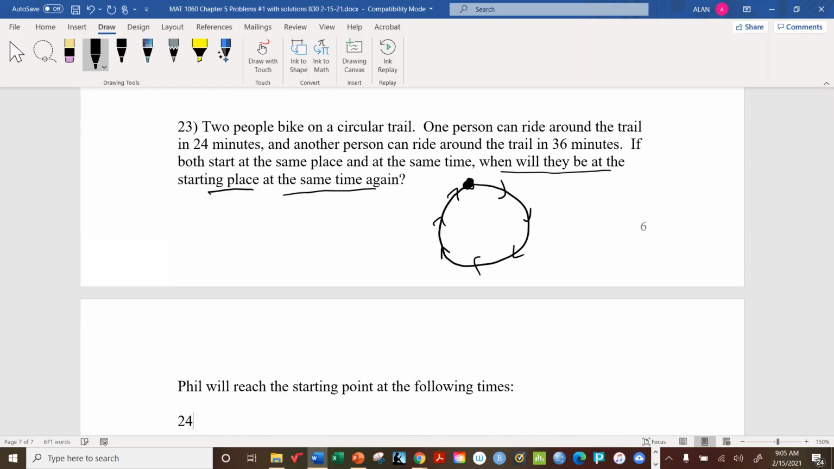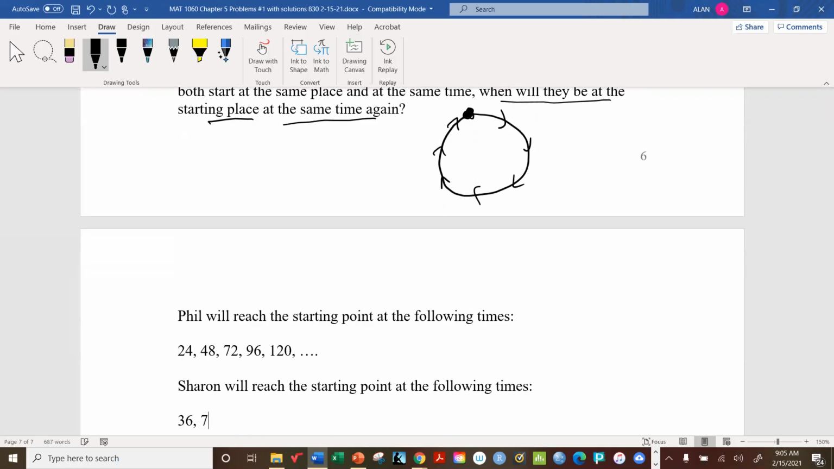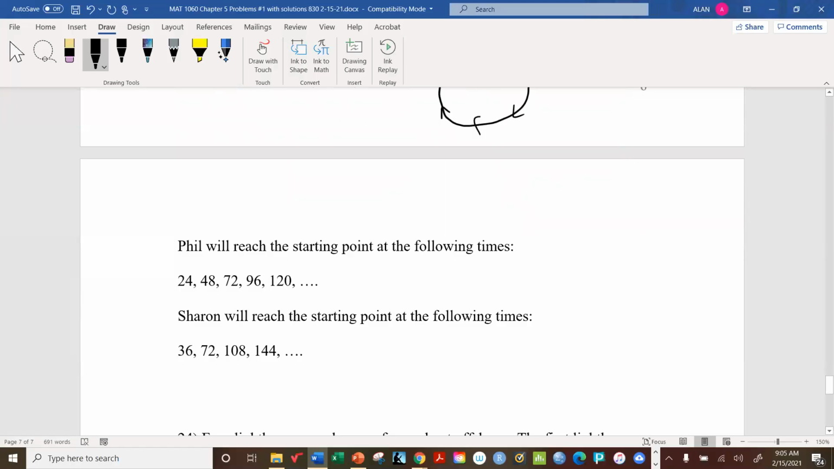All right. After 24 minutes, and again after 48 minutes, and again after 72 minutes, if he isn't too worn out, 96, 120. And then let's say that the other bicyclist is, I don't know, Sharon. Sharon will reach the starting point at the following times: 36, 72, 108, 144. Oh, look what I've just discovered, almost by accident.